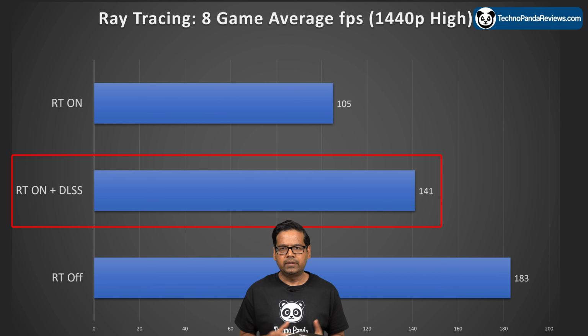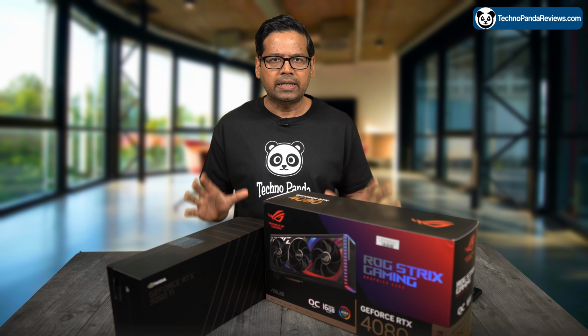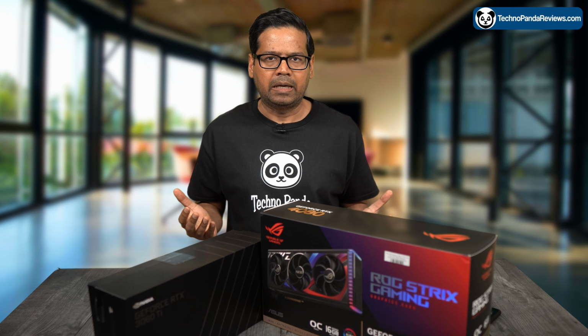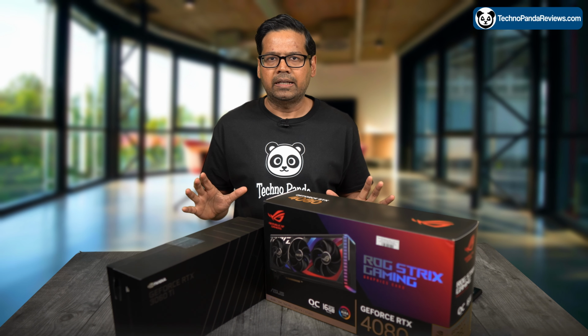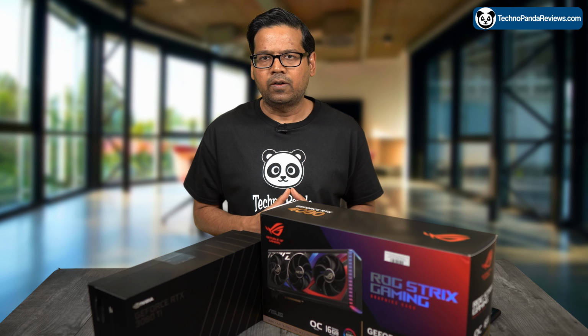This is where DLSS 3 AI upscaling comes handy, boosting frame rates while still maintaining a high level of visual fidelity. With DLSS 3 enabled, the average FPS increased from 105 to 141, which I think is a very impressive feat. However, it's important to note that not all titles support DLSS 3, so it may not be a viable option for all gamers. Additionally, it's worth noting that while AI upscaling can improve performance, it does come at a cost of some loss in image fidelity.